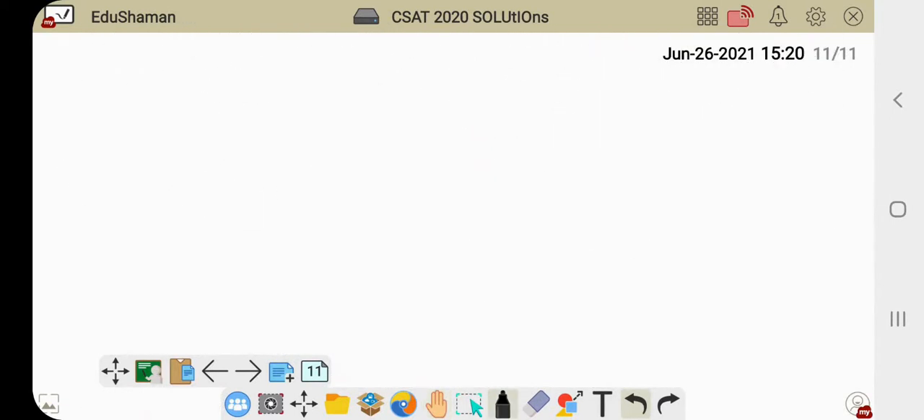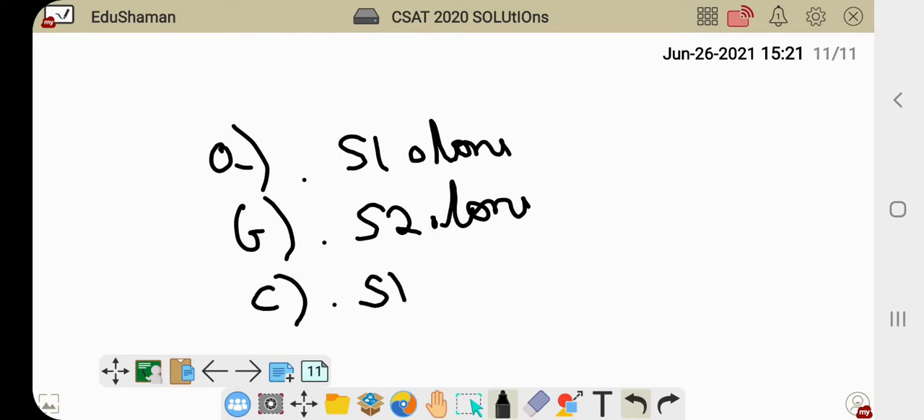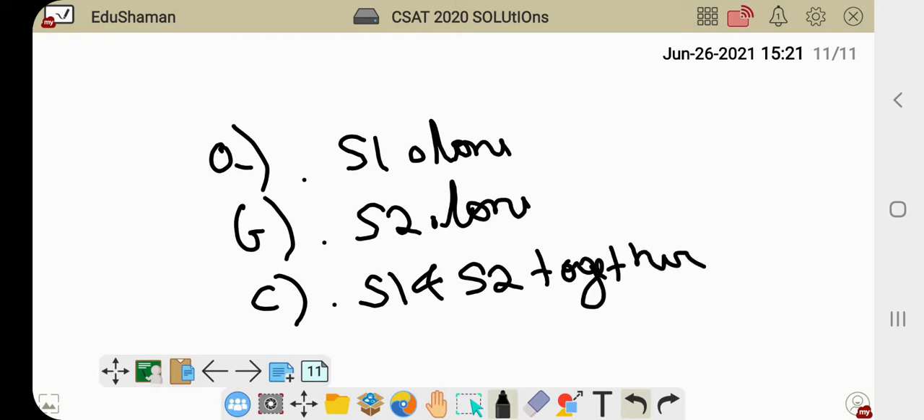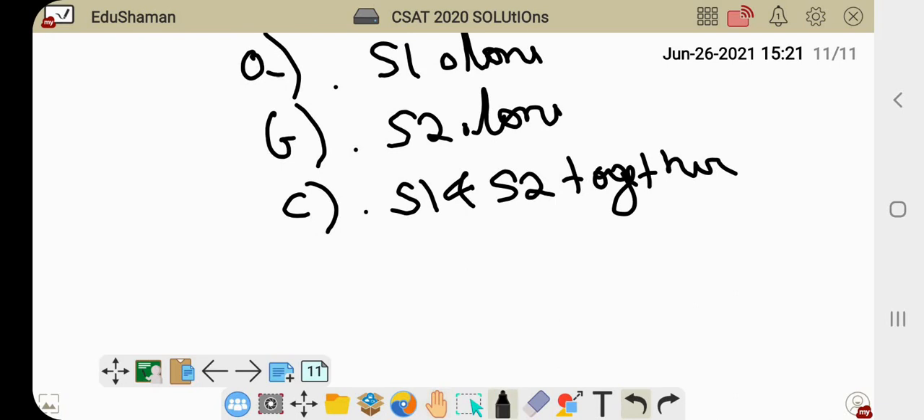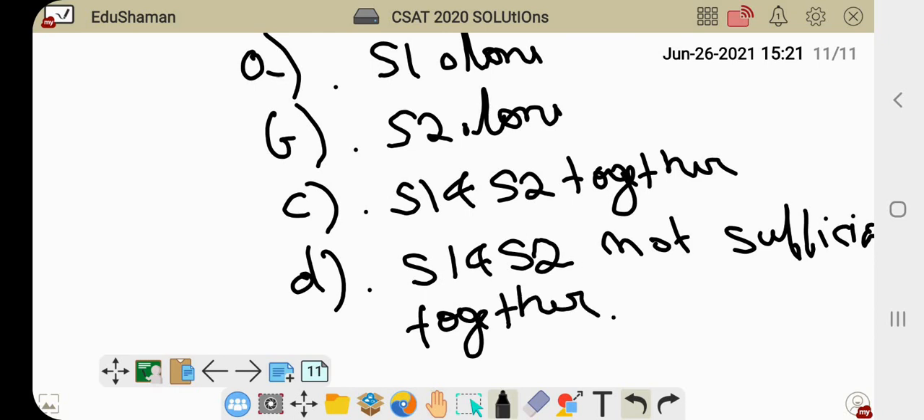I have not written the options for you. It is the same as the one earlier. That is, option A is whether S1 alone, option B is S2 alone, option C is S1 and S2 together, and option D is neither, S1 and S2 not sufficient together. Okay, so we can move on. Let's move to the next question.